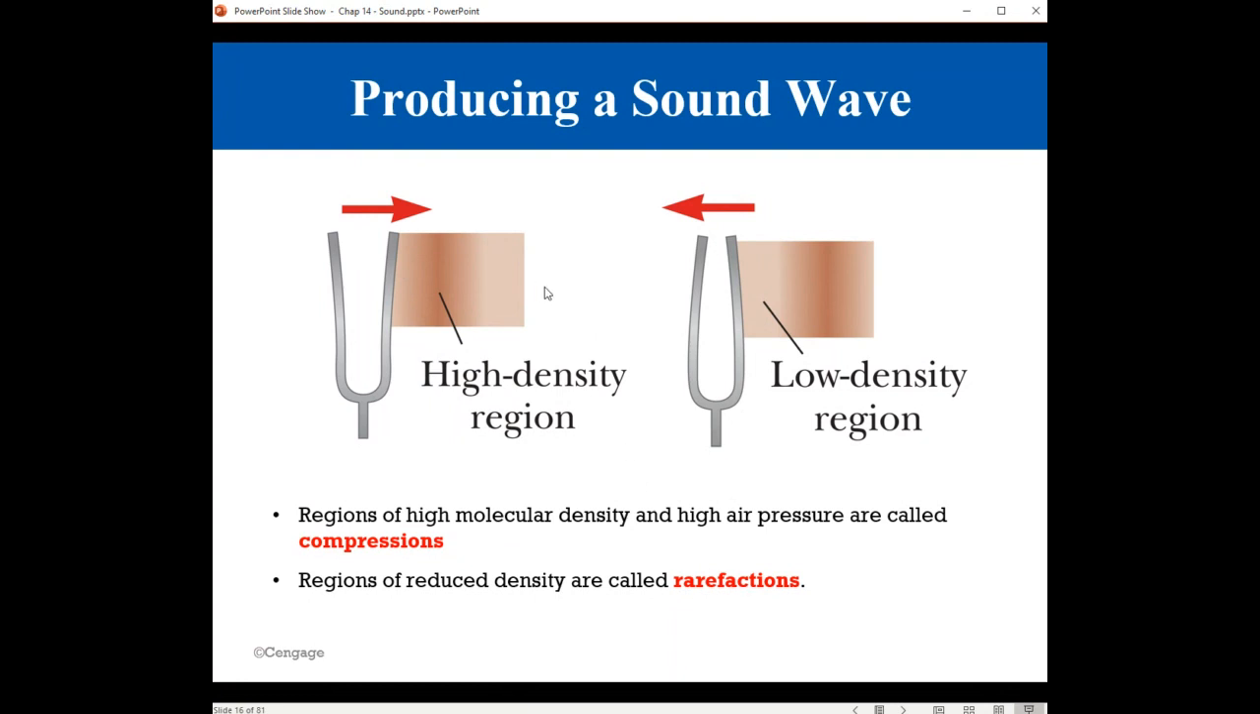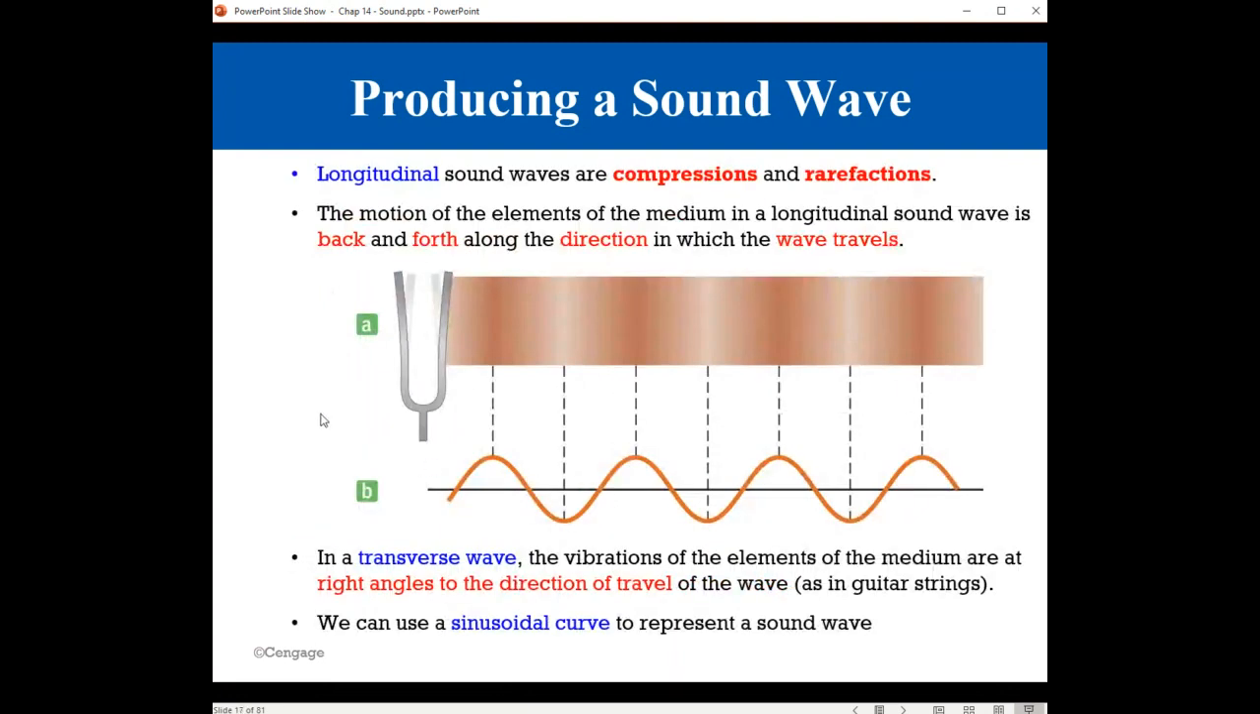And the sound waves that are created are just a stream of compressions and rarefactions. In this image, we see such a stream. Here, these are compressions. This is compression. This is compression. This is also compression. Between them, this is a rarefaction region, another rarefaction region, a third rarefaction region, and so on and so forth.